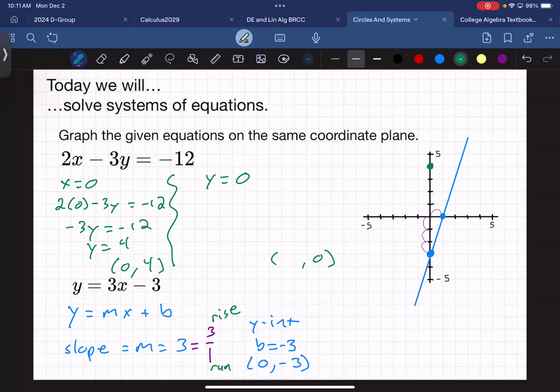I can do the same thing the other way though, but make sure you see here if you wanted to, you could just be like, hey, this is 2x equals the -12. So x equal to -6. Which will be right there.